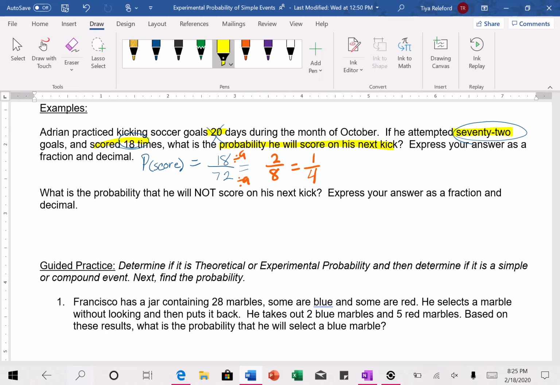Now we're going to change it. It says, what is the probability he will not score? Express your answer as a fraction and a decimal. Well, if the probability of scoring is 1 out of 4, what's the probability he will not score? 3 out of 4, right? Now, what is that as a decimal?